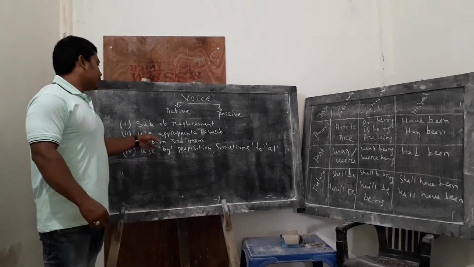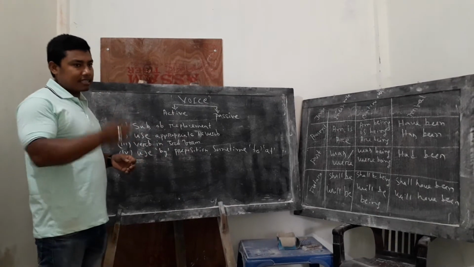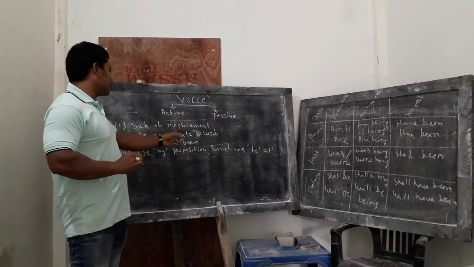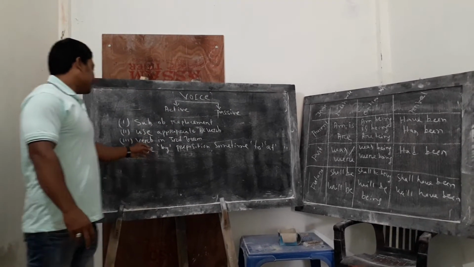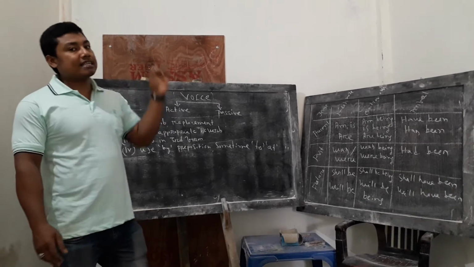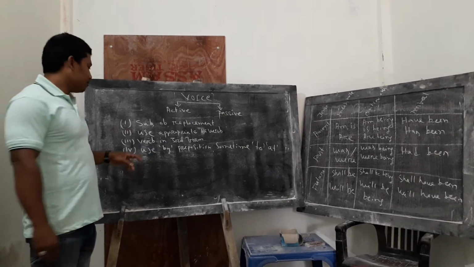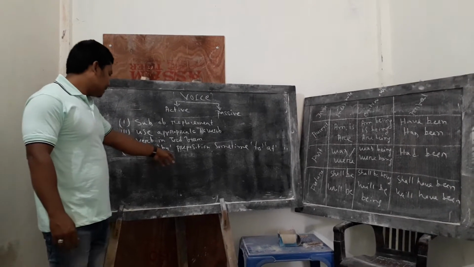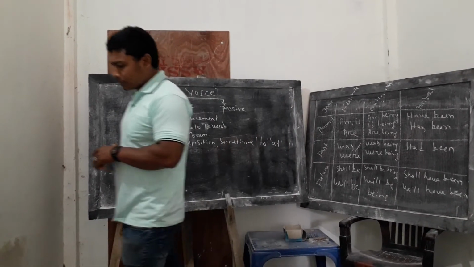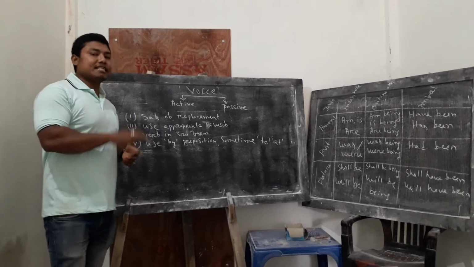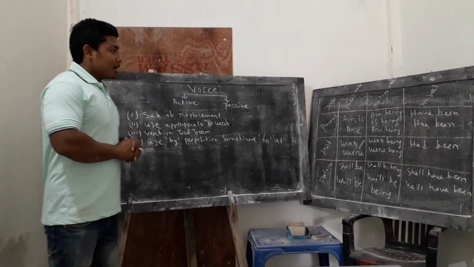Secondly, we have to use the appropriate verb according to the definite tense. First of all, we have to notice in which tense the sentence is given, and accordingly we have to use the appropriate verb to change the voice from active to passive. Thirdly, we have to write the main verb always in third form, meaning past participle form. And the next rule is that generally we have to use the preposition 'by'. In most sentences, when we change voice from active to passive, we use the preposition 'by'. But in some exceptional cases, we have to add other prepositions also.